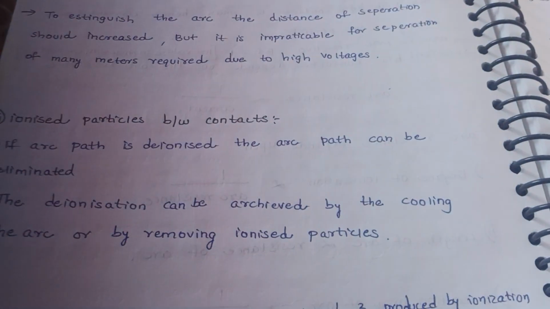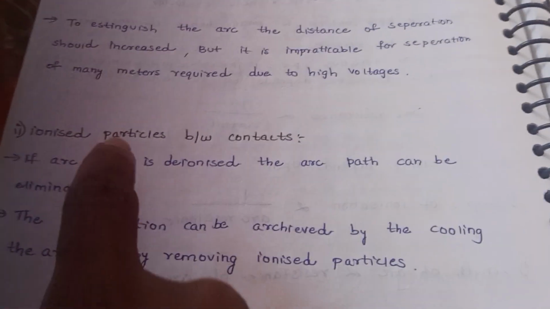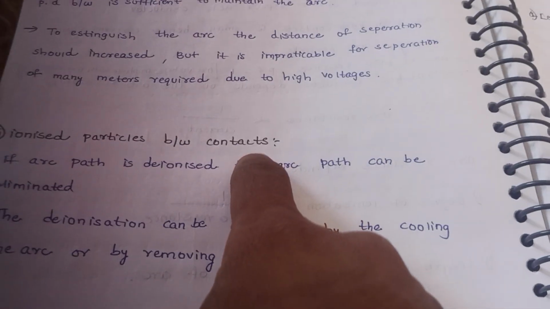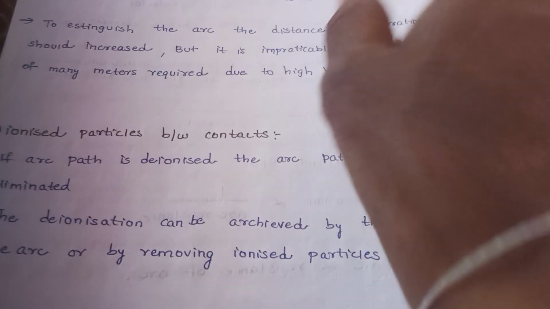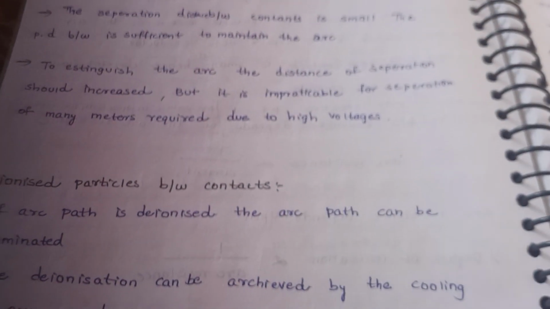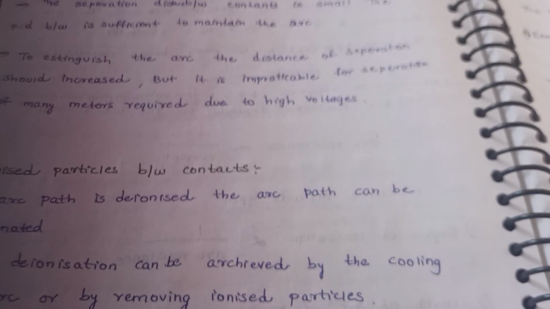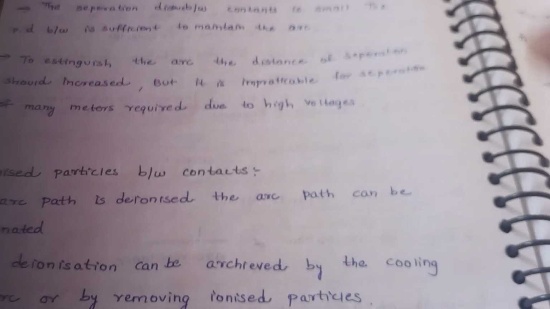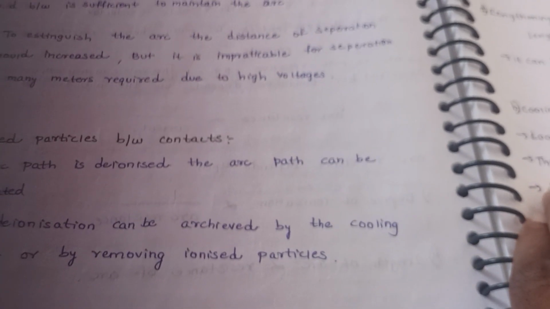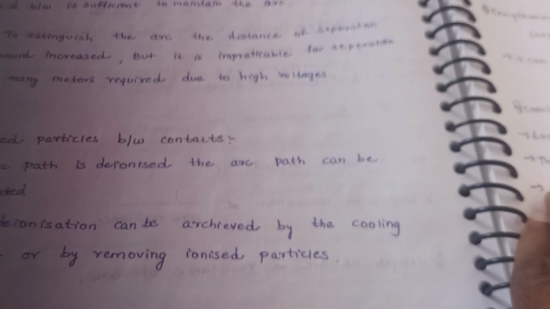The factors responsible for maintaining the arc between the contacts: one is the potential difference, the other is the ionized particles between the contacts. When the separation between the contacts is very small, the potential difference between them is sufficient to maintain the arc. To extinguish the arc, the distance of separation should be increased. But this is impracticable, since a separation of many meters would be required due to high voltages.